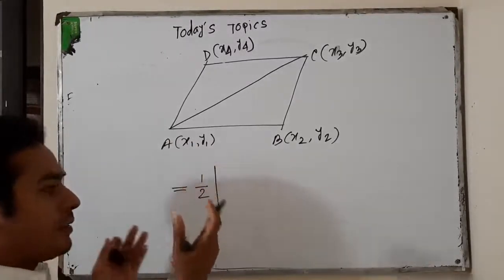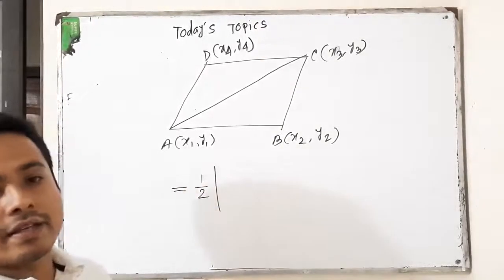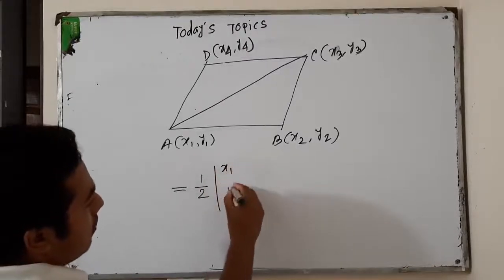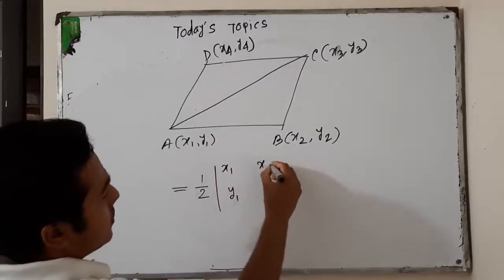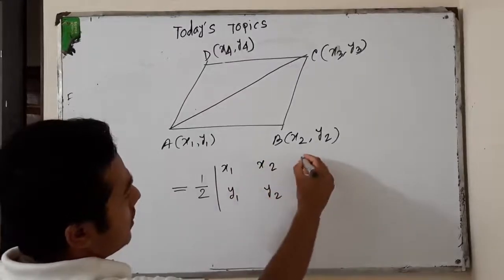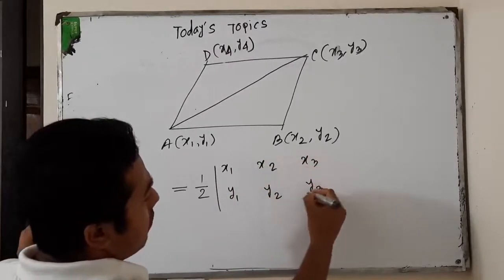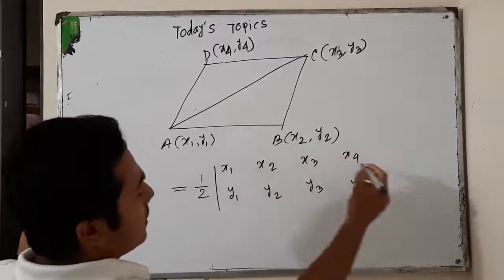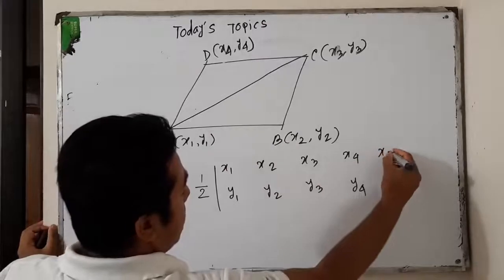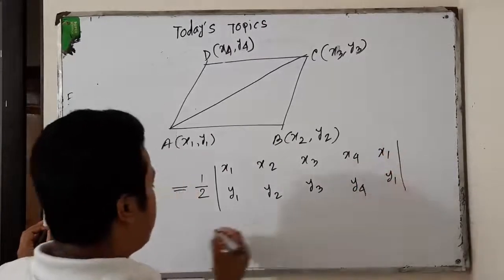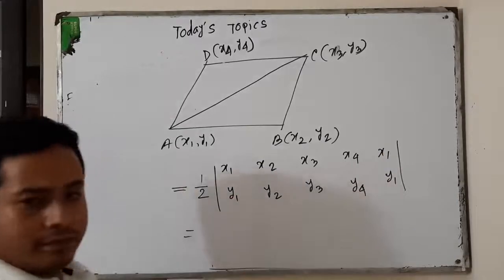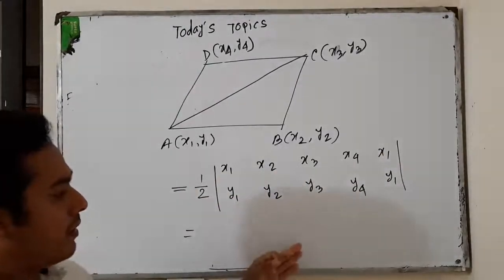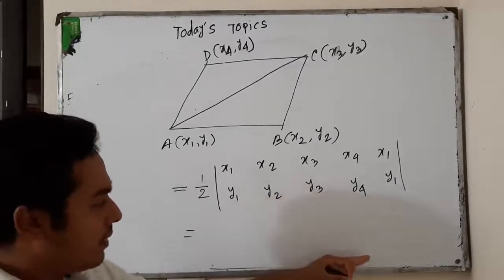you can start at the same point and arrange the vertices anti-clockwise. So x1, y1, x2, y2, x3, y3, x4, y4. Then take the starting point again, x1, y1. Okay, we can calculate this term. It is easy. I think all students can find this area by calculation.